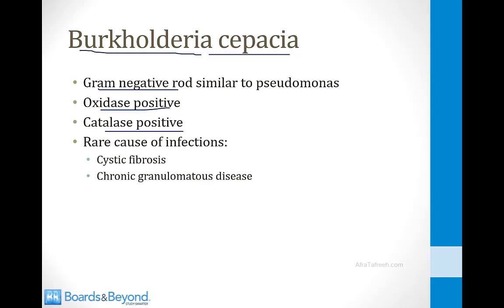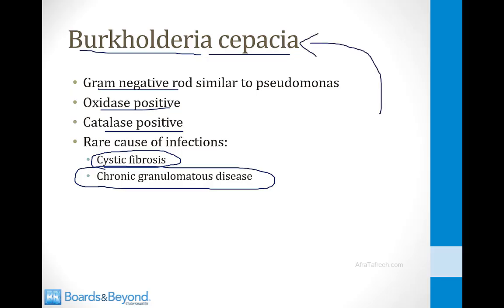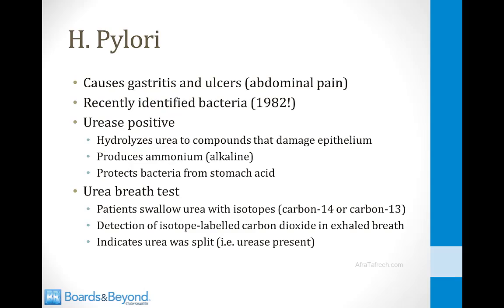These are all gram-negative rods similar to Pseudomonas, and just like Pseudomonas, they are oxidase and catalase positive. Also, just like Pseudomonas, they are a rare cause of cystic fibrosis infections and also infections in people who have chronic granulomatous disease. So you can think of this bug as a close cousin to Pseudomonas. It has different features. It's difficult to speciate out from Pseudomonas. And probably the most important thing is just that you've heard of it, so if it comes up in a board question, you recognize the bacteria.